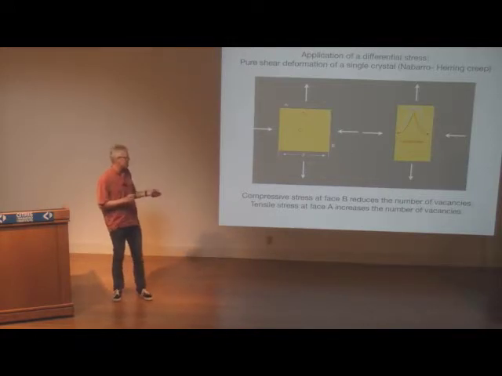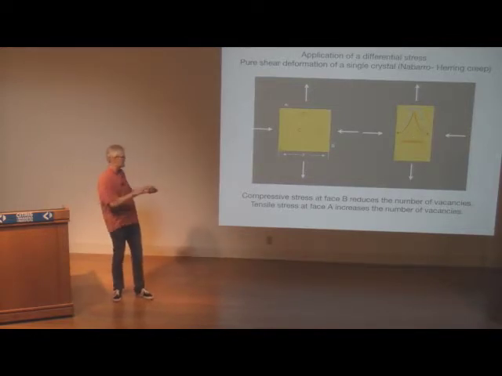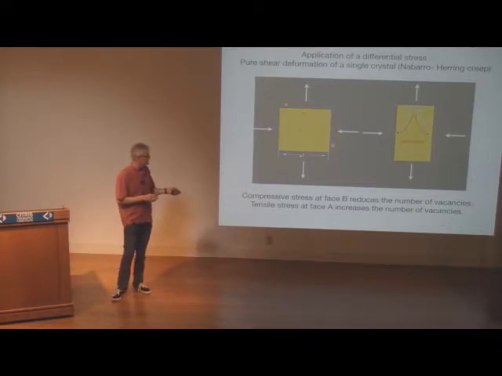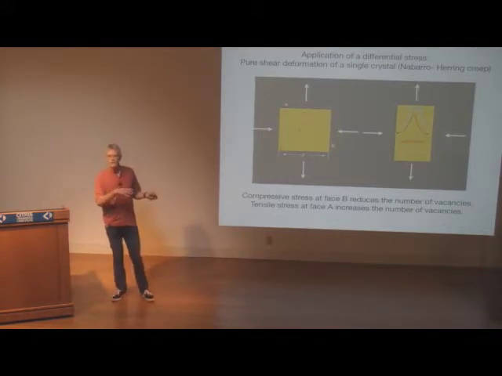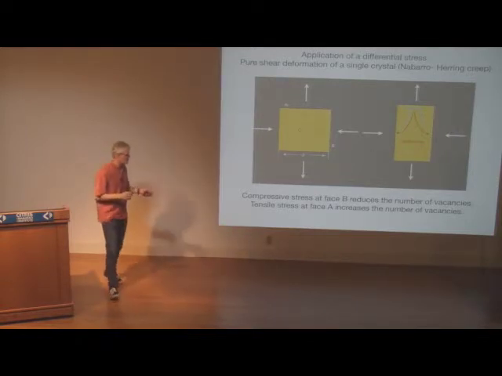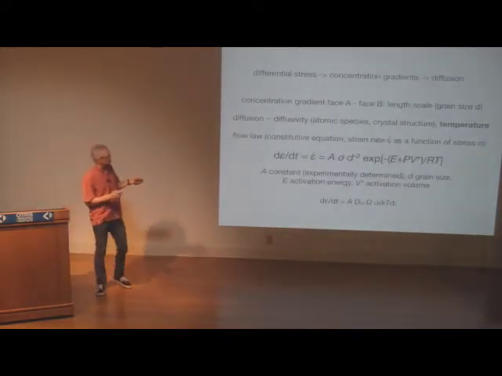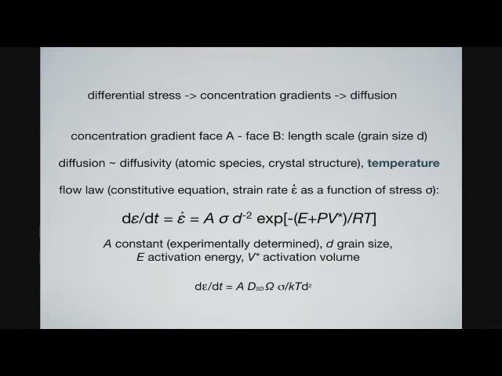And you can calculate that there's a path length for the diffusion, which is the grain size. If this is one single grain, D is the grain size, you have to diffuse of the order of the grain size in order to make that change in shape. So if you put that together, you have a differential stress, that leads to concentration gradients of your defects, that leads to diffusion, right?